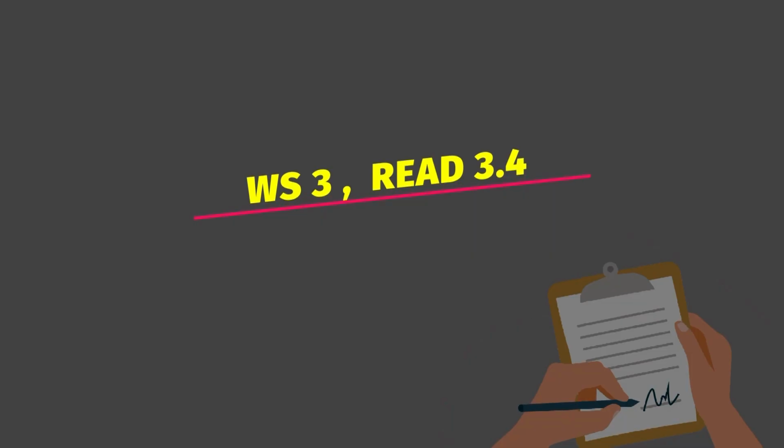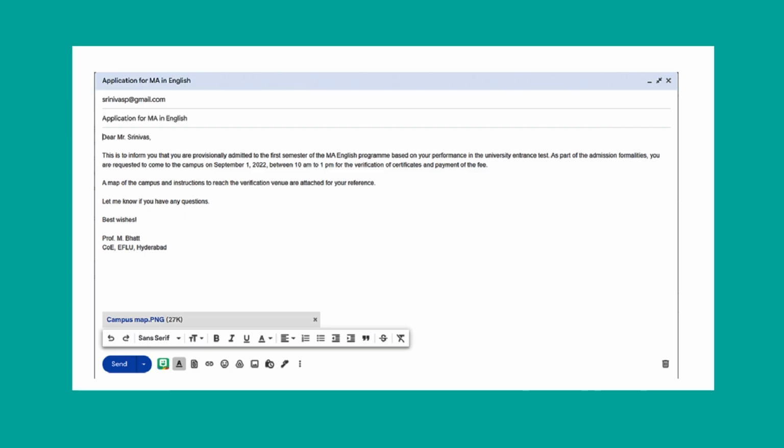Look at 3.4 in worksheet 3. An email from academic context is given and you are asked to figure out the elements it has. The email in 3.4 has the following elements: to, subject, opening greetings, reason for writing, supporting details, concluding remark, closing greeting and attachment.